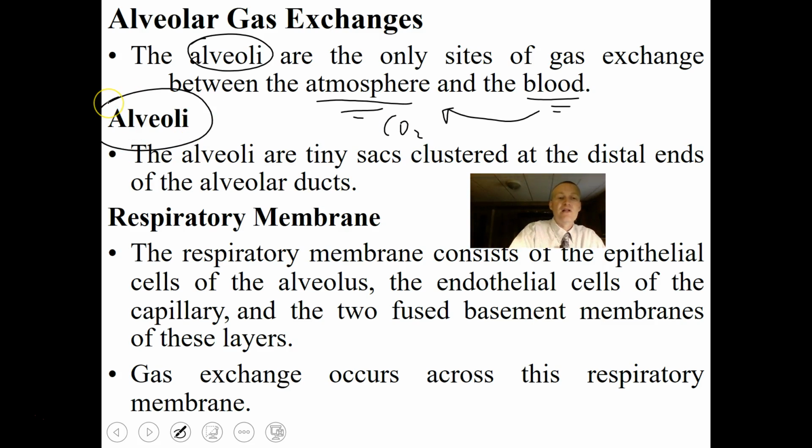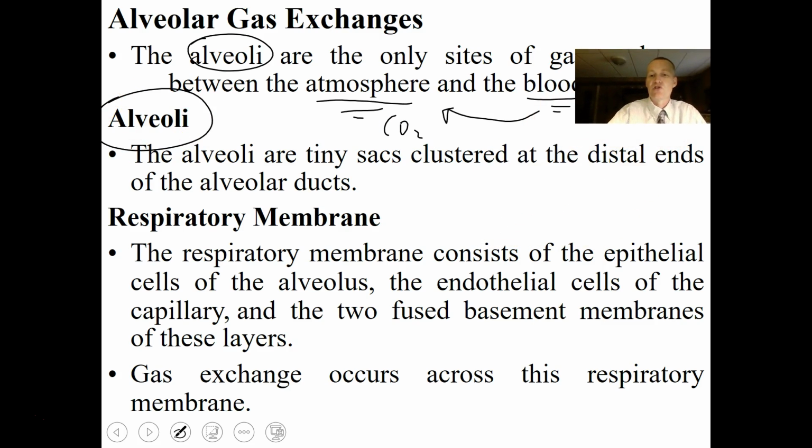So the alveoli are tiny air sacs. They're clustered at the ends of the alveolar ducts. You can go back and look at that picture if you want to see what those alveolar ducts look like. Some people describe them as looking like clusters of grapes, but they're really microscopic. They're really small. So the respiratory membrane is going to consist of epithelial cells.